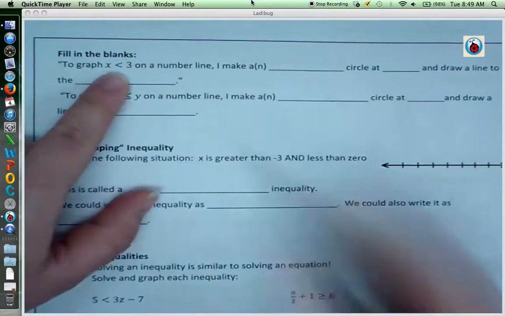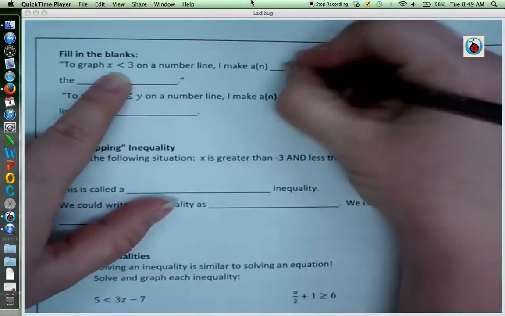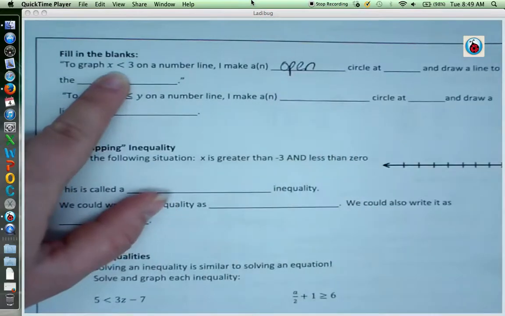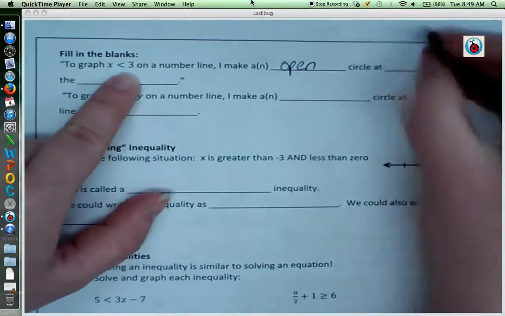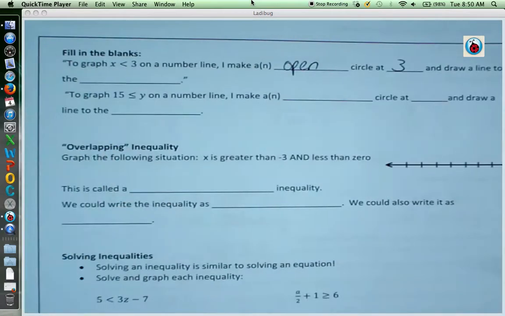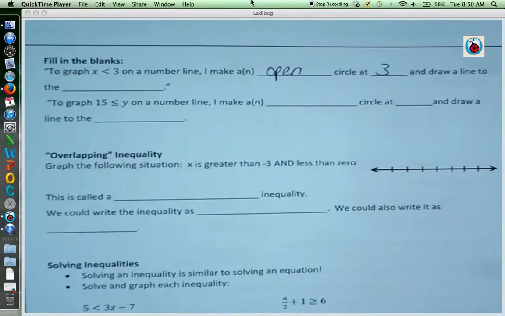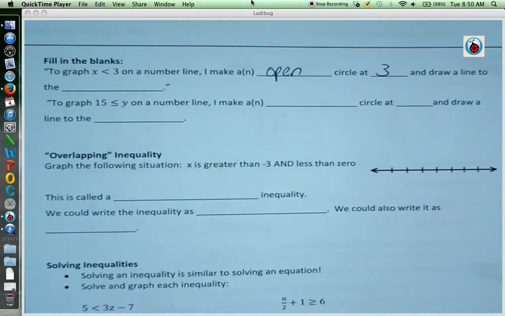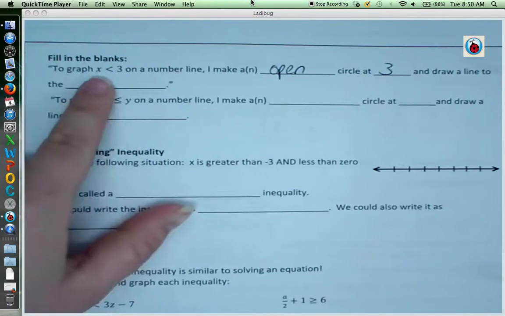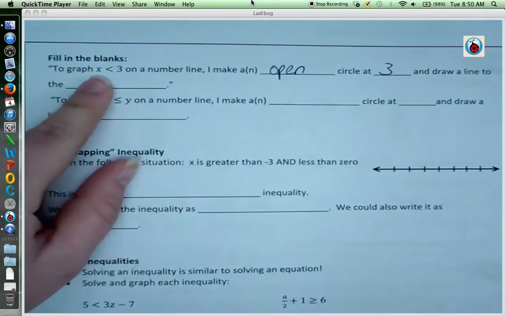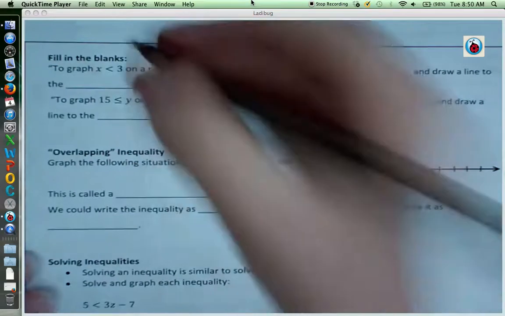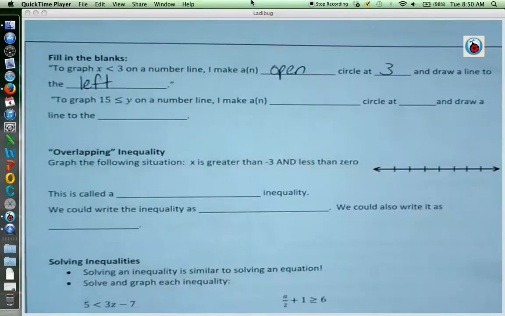In this case, because it's less than, no equal to part, I would draw an open circle. And I would draw an open circle at which number? Looks like I'm going to draw an open circle at 3. That's my important number here. And I'm going to draw a line to which side of 3? Well, if I'm graphing x is less than 3, I want to graph everything that's less than 3. So that includes number 2, number 1, 0, -1, so all the numbers to the left side of 3. So to graph x is less than 3 on a number line, I make an open circle at 3 and draw a line to the left.